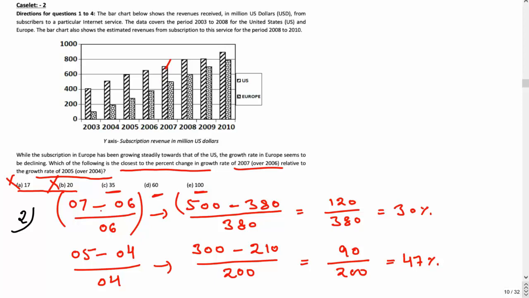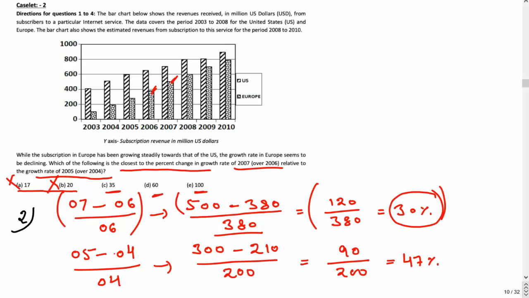Like 2007 to 2006 we have to go. So this one is your 500 and this I am taking as 380. Upon 380, because final value minus initial value upon initial value, this ratio I can see is coming out to 120 by 380. Approximately I'm taking it as 30%.